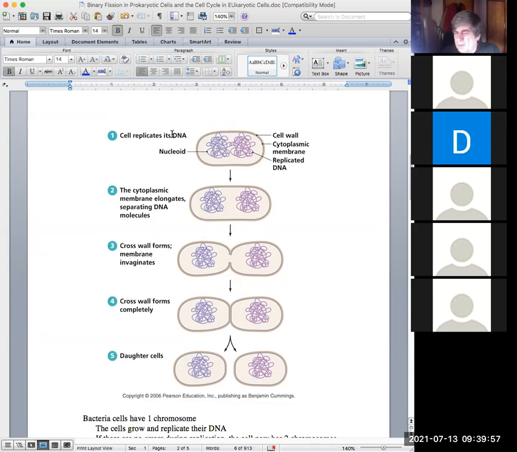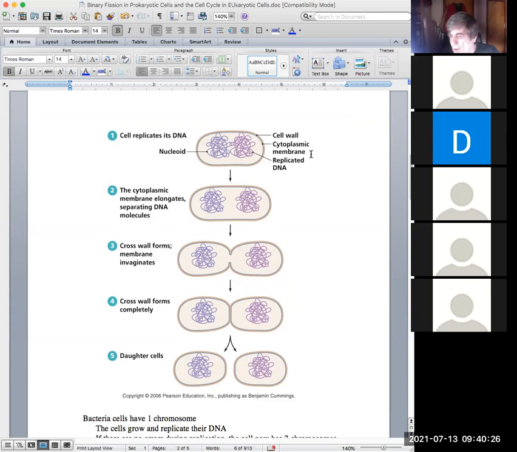So the first part of reproduction is the cell replicates its DNA. And when the cell replicates its DNA, if everything goes correctly, we have two exact similar chromosomes. Now, you might be tempted to use the word copy. We don't like to use the word copy.